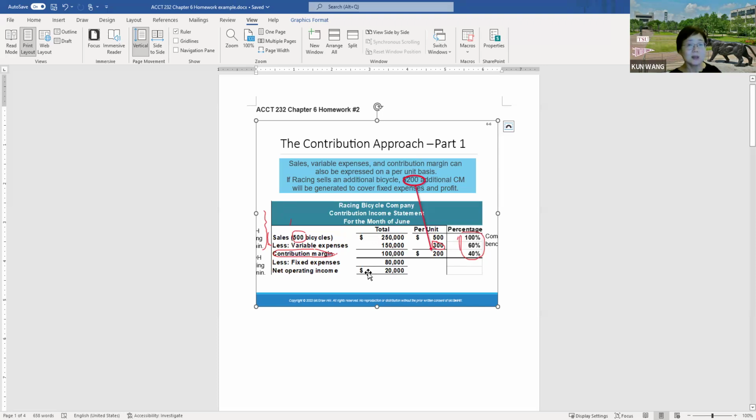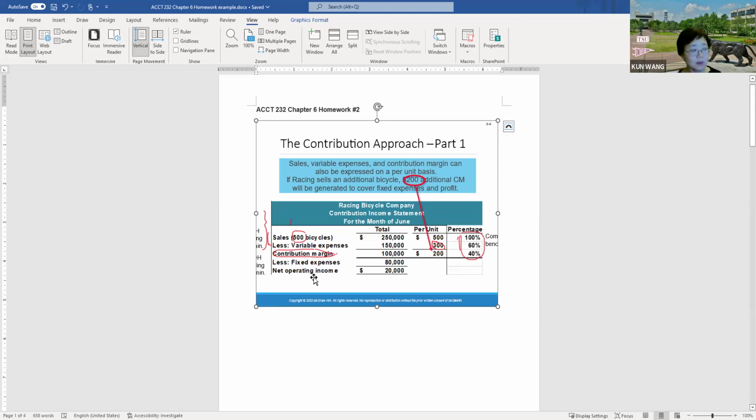Then the fixed expenses are a stable item by the nature of the cost behavior. For fixed expenses, we don't have the per unit column and percentage because they are not related to the change in the volume of units. So you present it as a total number in the first column. It is $80,000 in our case.